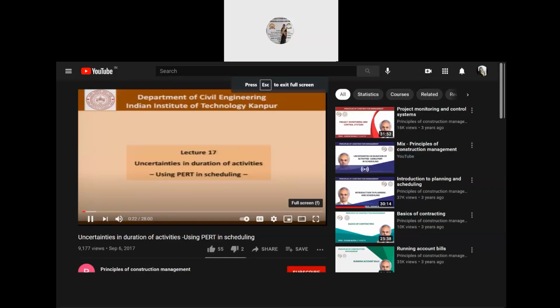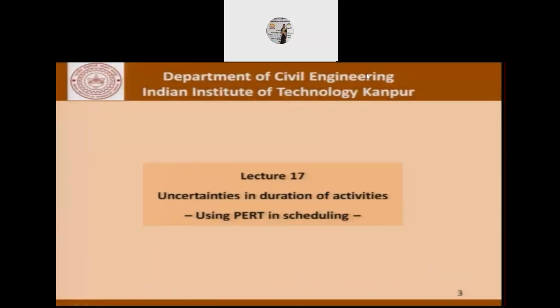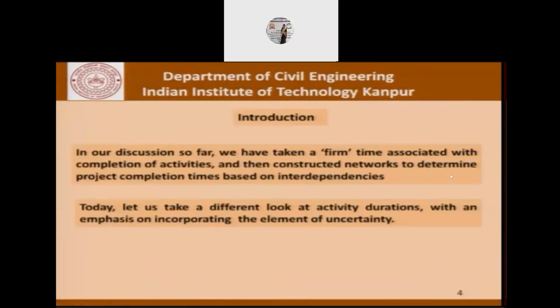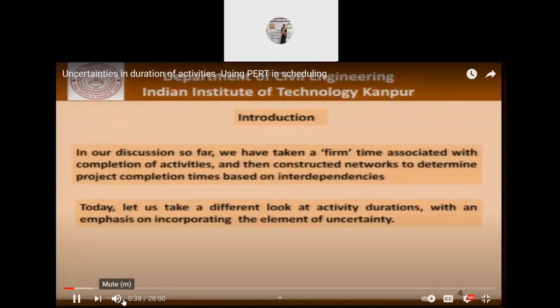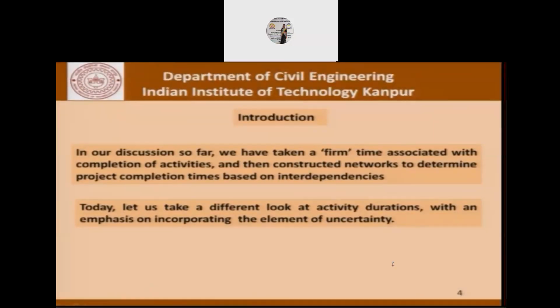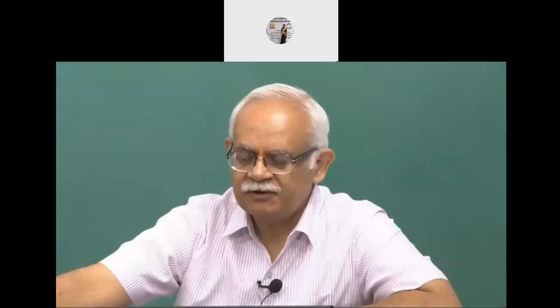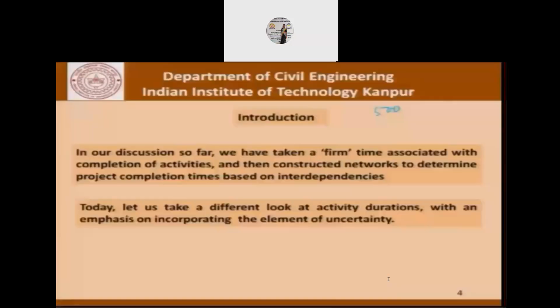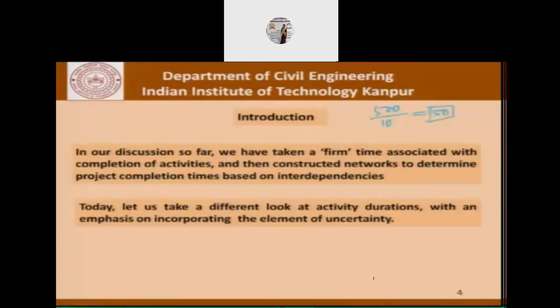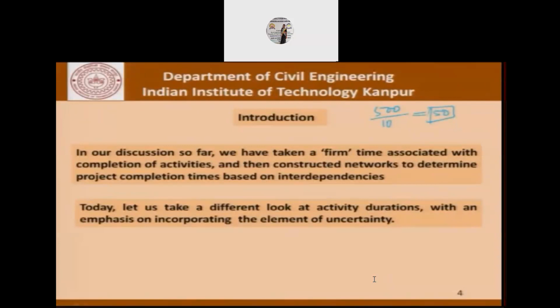Duration of activities using PERT in scheduling. So far, what we have said is that the time of completion of an activity is firm. That is, it's a given number. And then we have constructed networks to determine project completion times based on interdependencies. You would recall that in the first example, when there were 500 man days involved, we divided this by 10, which was the number of people, and came up with 50 days of activity time.